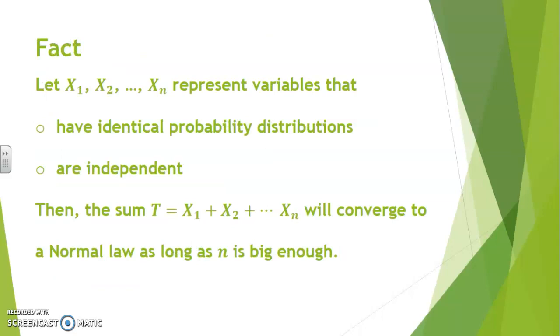So here's a fact that we'll be using quite frequently from now on. If x1, x2, up to xn represent variables that have the same probability distribution and that are independent, then the sum of these variables will converge to a normal law as long as n is big enough.